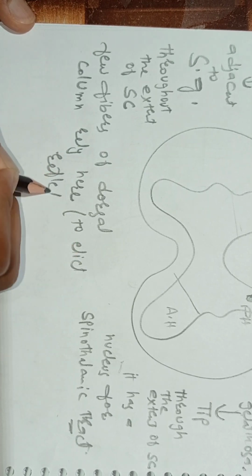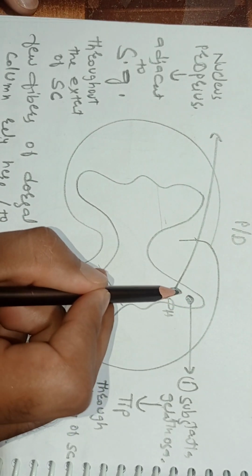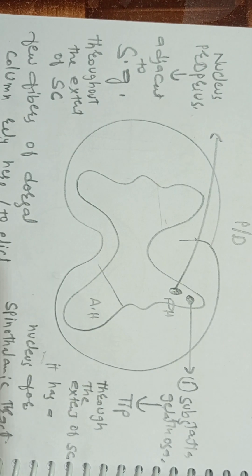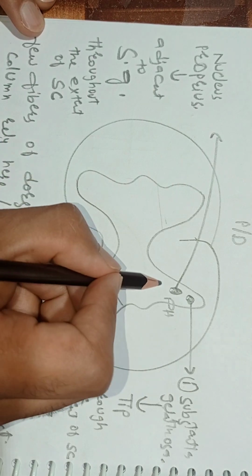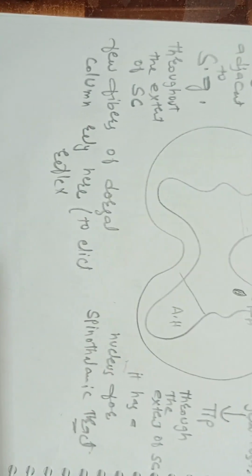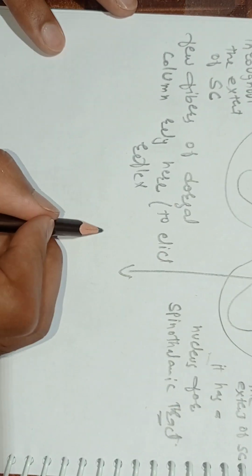Clearly, so two nuclei so far in the posterior horn. Number first is the substantia gelatinosa. Adjacent to the substantia gelatinosa, we have the nucleus proprius. Another nucleus is called the Clark's column. That's here, Clark's column. This is the third nucleus.